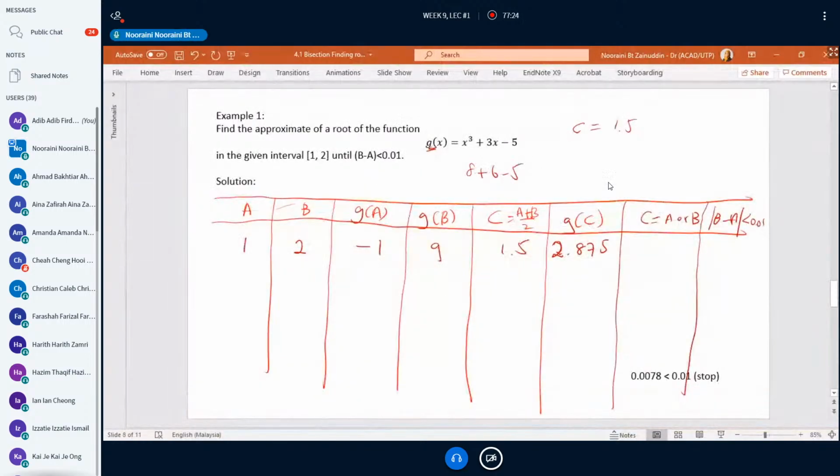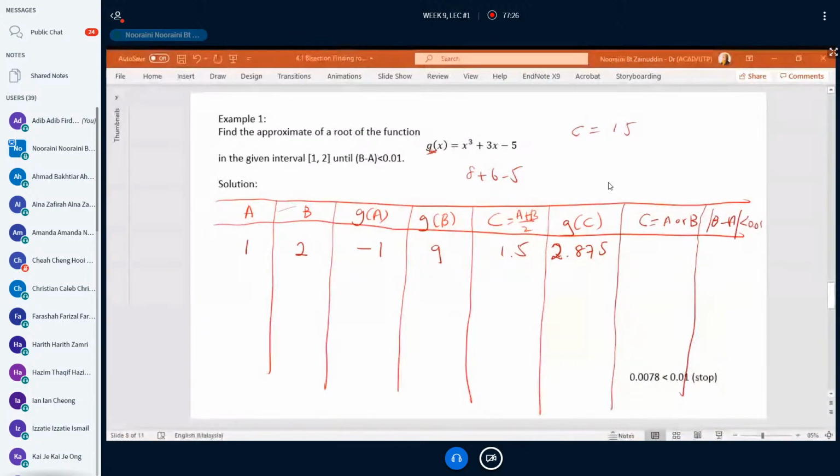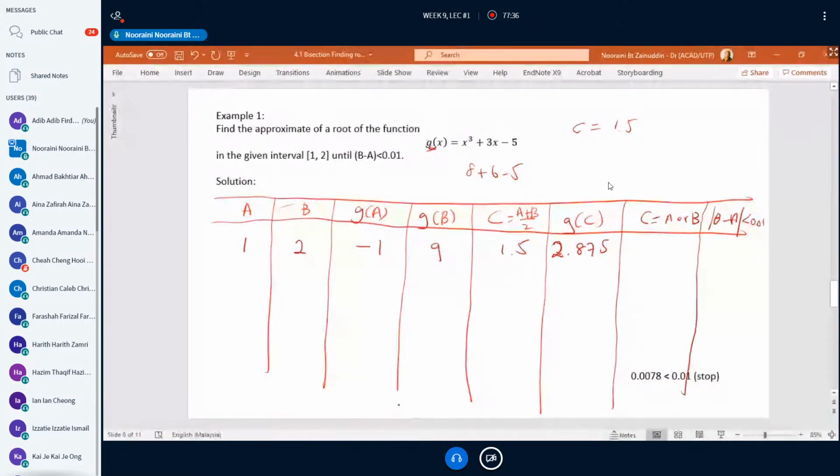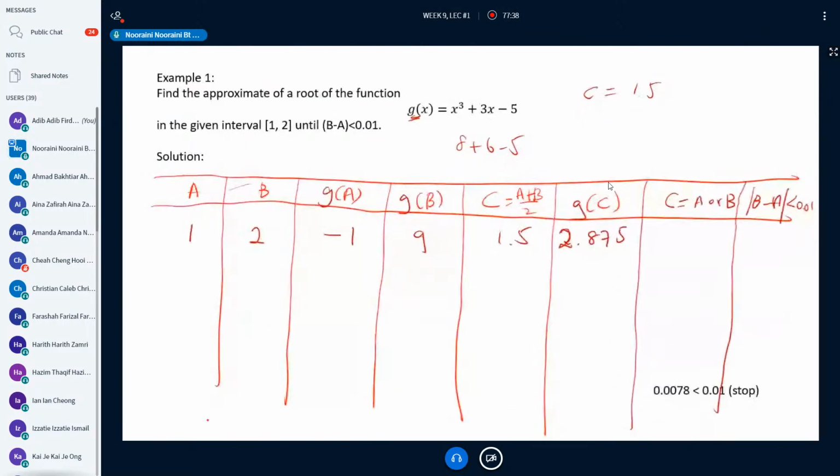Okay, which one guys? A or B? We need to change B. Right? Because B positive, GC also positive. Okay, so the answer is already given. Meaning now we need to change B, because here positive, B also positive. So you need to change B.